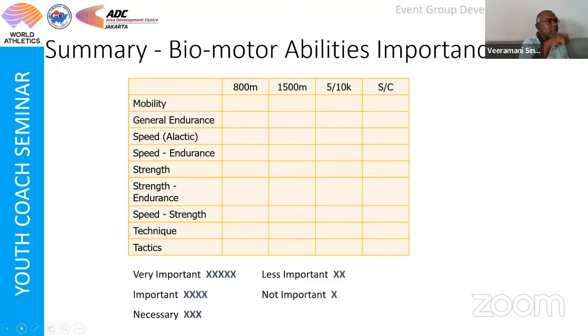So if you put 5 crosses, it means it's very important. 4 means it's important. 3 means it's necessary, you think you need it. 2 means it's not important. 1, not important at all. Don't write on the screen. Please write for yourself.